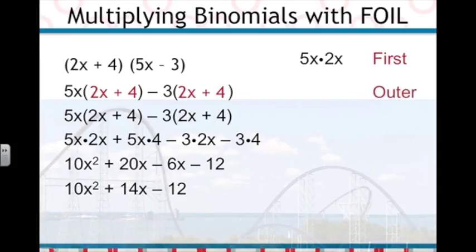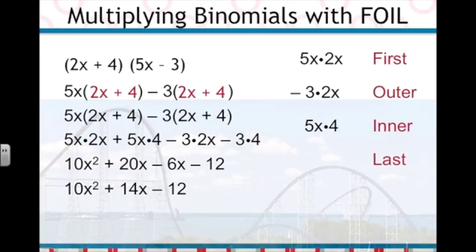O stands for outer. If you look at the arrangement of the terms of the binomials, the 2x and the minus 3 are the outermost, so we'll multiply those together. I stands for inner. Again, looking at the arrangement of the terms, the plus 4 and the 5x are in the middle, or the innermost. So we'll multiply those together.